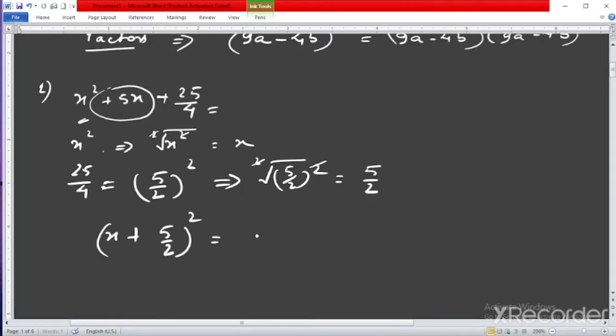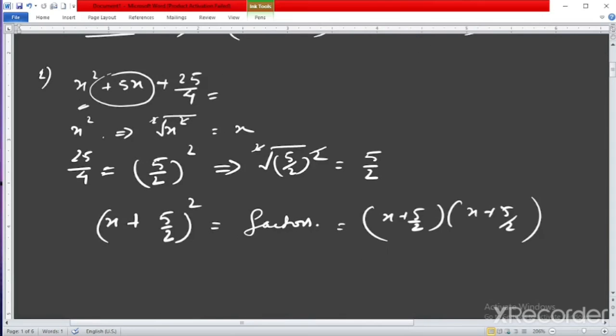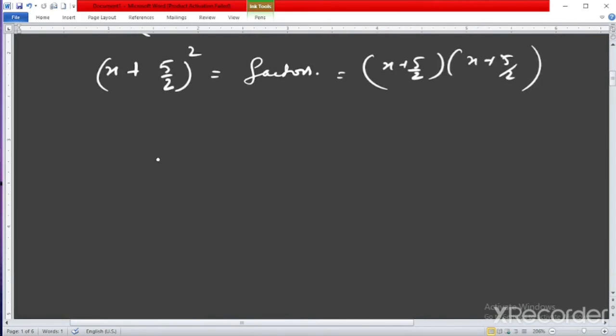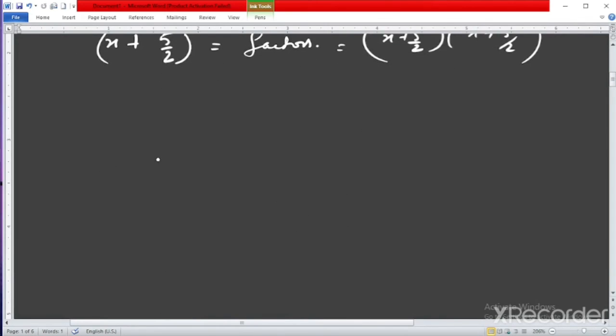This is actually the factors of the given expression. These are the factors. You can write it in the expanded form like this: x plus 5 by 2 and x plus 5 by 2. So both of these are the factors for this given expression. Okay, let us try to do some more questions, and we are not going to explain this much in the next few questions. We'll try to do it verbally. So let's see whether we can do it or not.